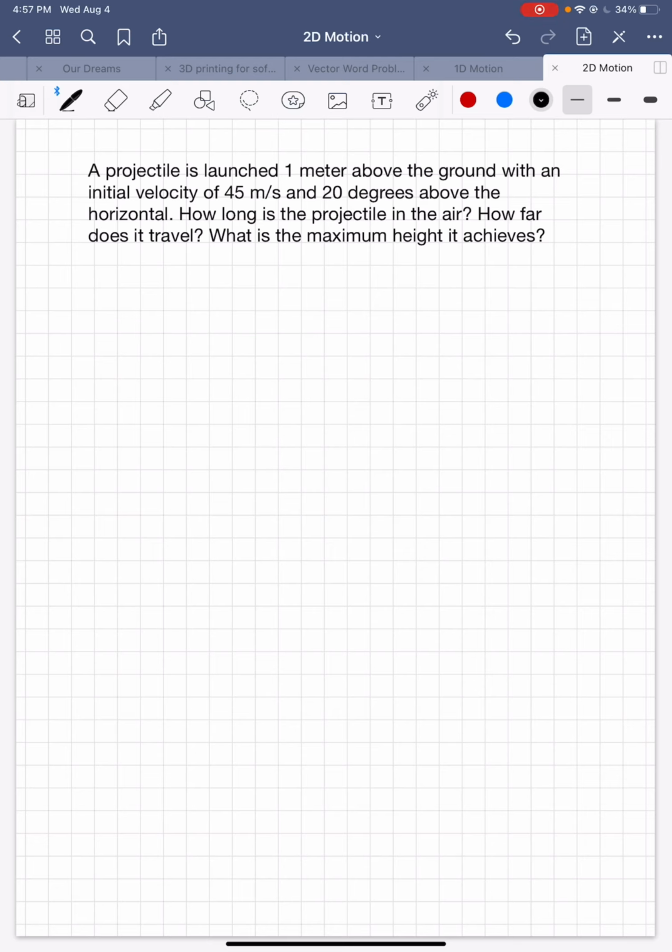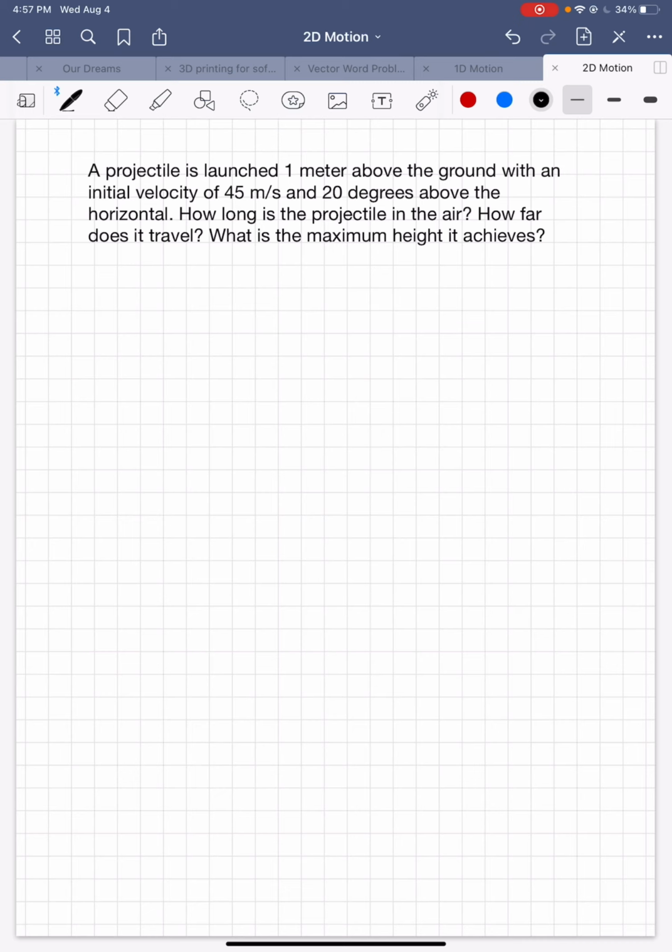How long is the projectile in the air? How far does it travel? And what maximum height does it achieve? Those are the 3 typical questions you'll be asked in a projectile motion problem. Not always all of them, but usually 1 or 2 of them. And you might have to do all of them to be able to actually solve the problem.